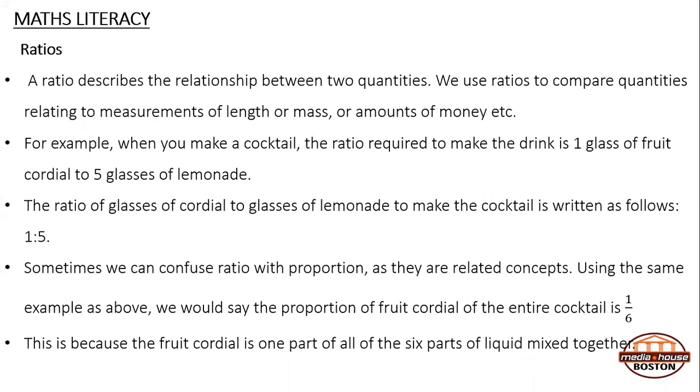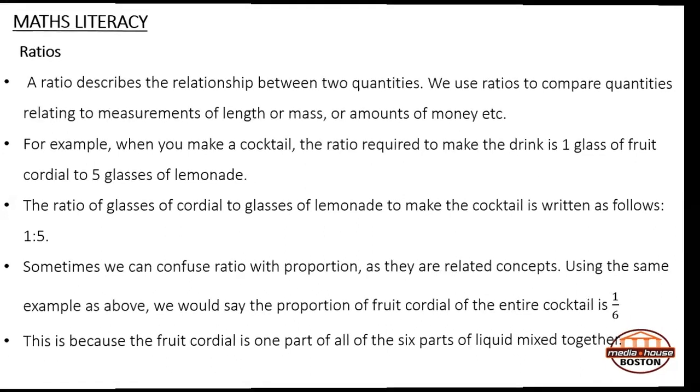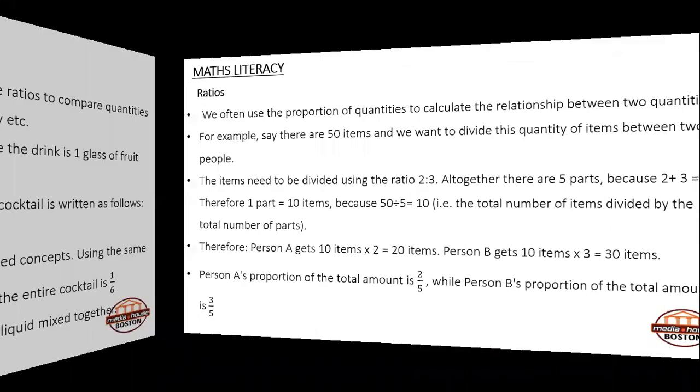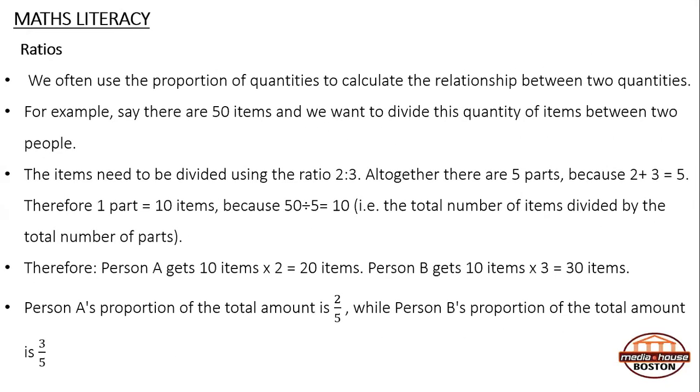Sometimes we might confuse ratio with proportion, as they are related concepts. Using the same example of the cocktail, we would say the proportion of fruit cordial in the entire cocktail is 1/6. This is because the fruit cordial is 1 part of all 6 parts of the liquid mixed together. We often use the proportion of quantities to calculate the relationship between 2 quantities.